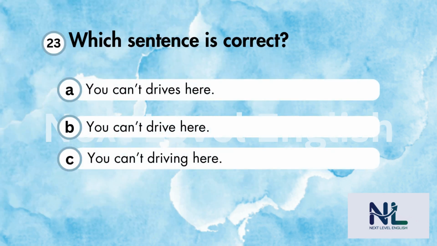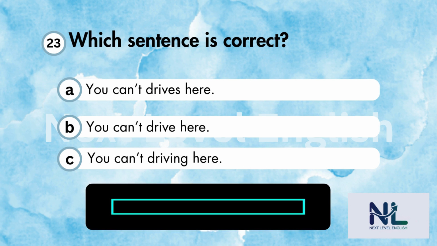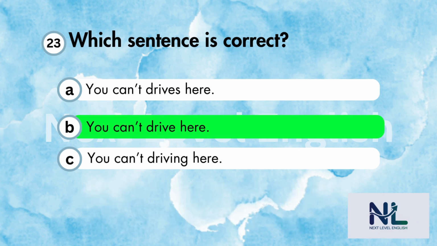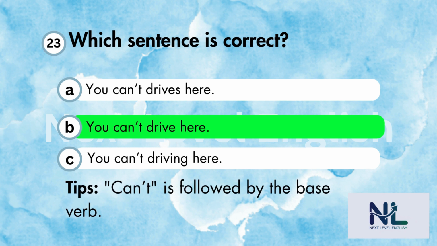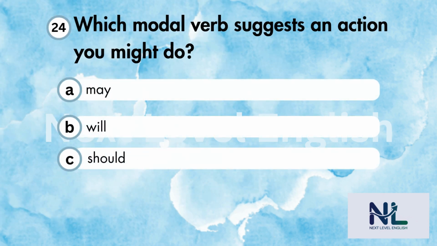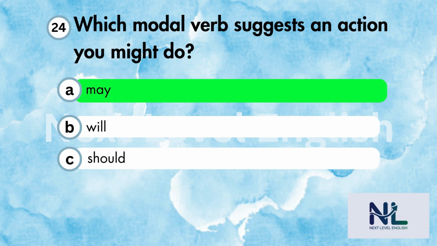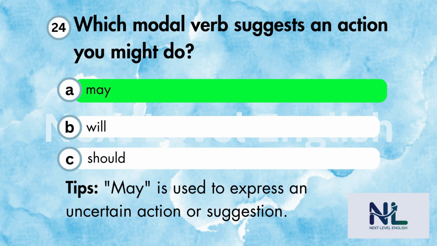23. Which sentence is correct? You can't drive here. Tips, can't is followed by the base verb. 24. Which modal verb suggests an action you might do? May. Tips, may is used to express an uncertain action or suggestion.